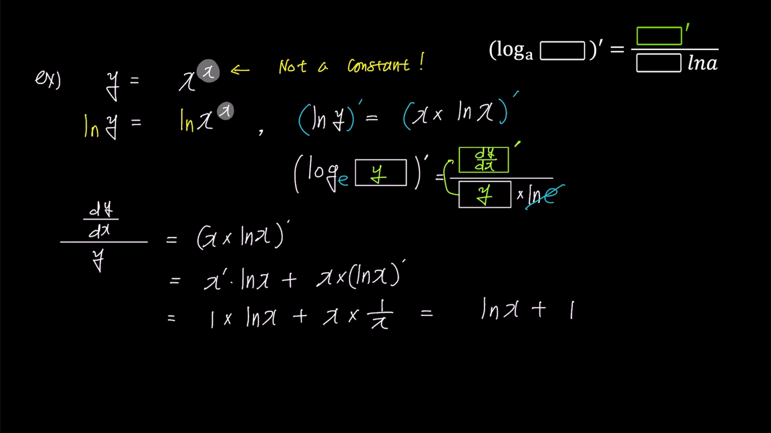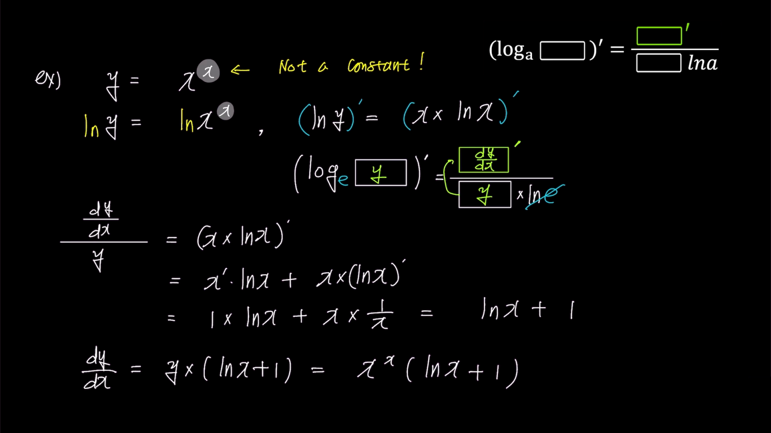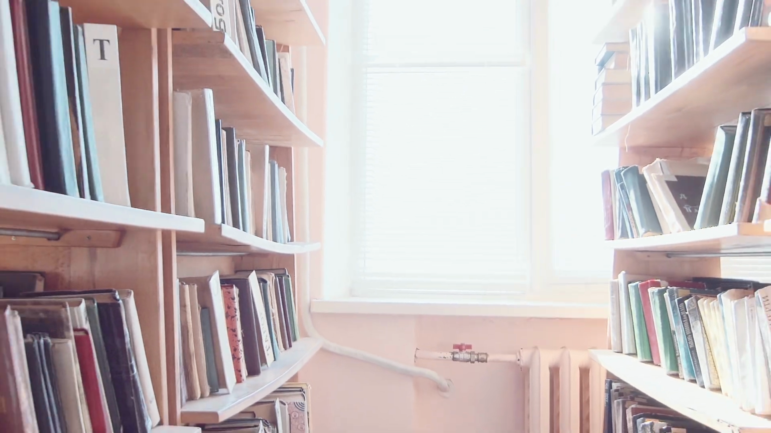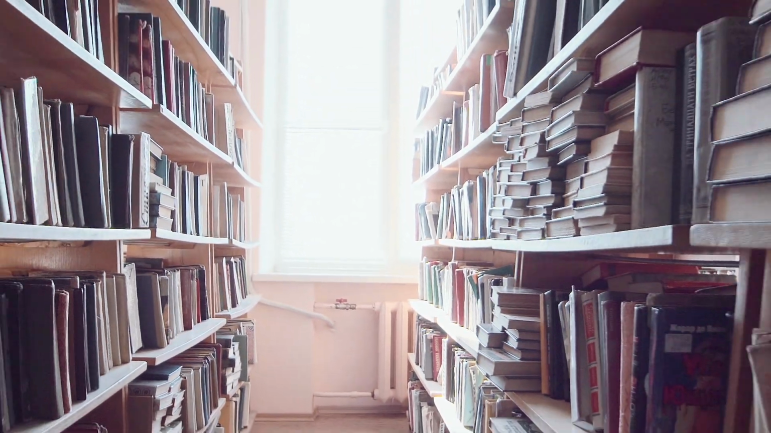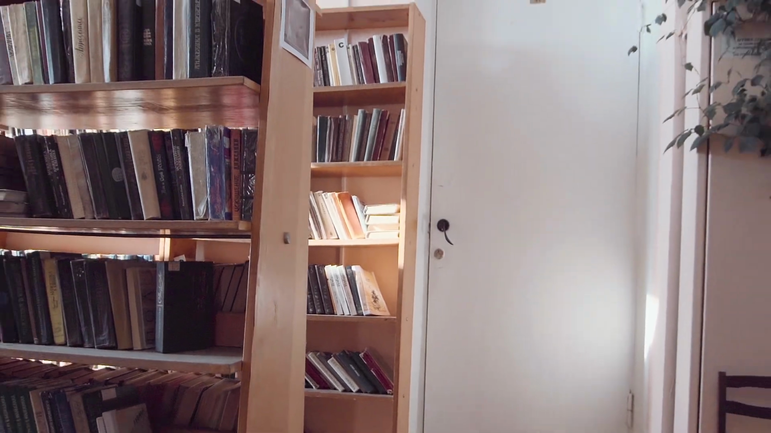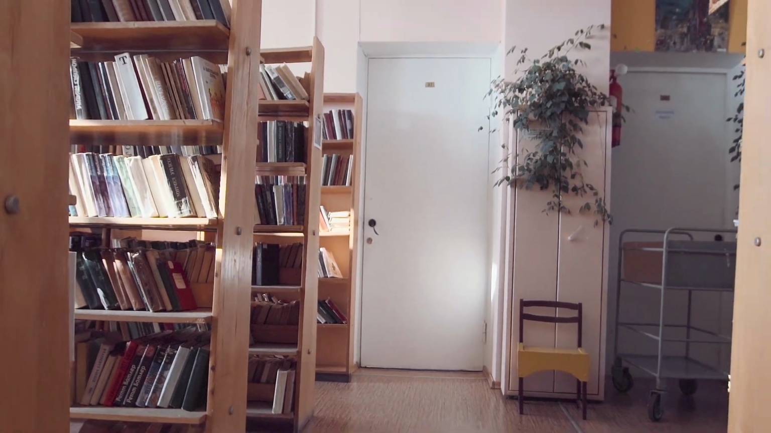Now let's simplify dy over dx. If you multiply the denominator y on both sides, dy over dx becomes y times (ln x plus 1). Substituting y with x to the power of x, the answer can be written as x to the power of x times (ln x plus 1). How about that? When there is a variable as the exponent, we can differentiate by taking the natural logarithm on both sides. Remember the differentiation formula for the logarithmic functions we learned today, as it will be useful for integrating fractions later on. In the next session, let's study the differentiation of the inverse trigonometric functions.